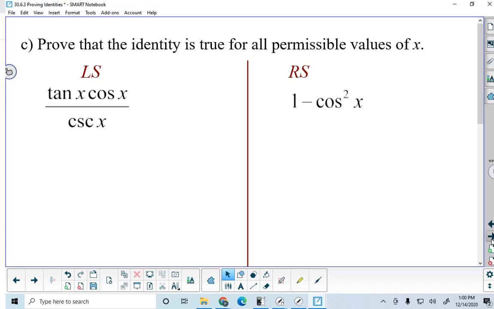I know that you might think, oh man, that's being awfully picky. I know we know that they're equal, but you're asked to prove that they're equal, and you can't prove something is true by assuming it's true. So we're going to work on the left side and the right side.